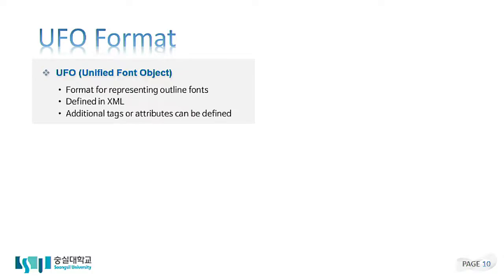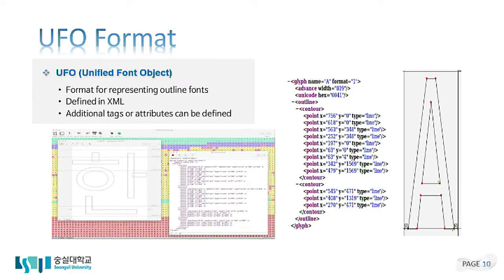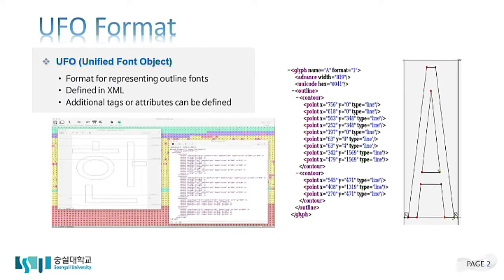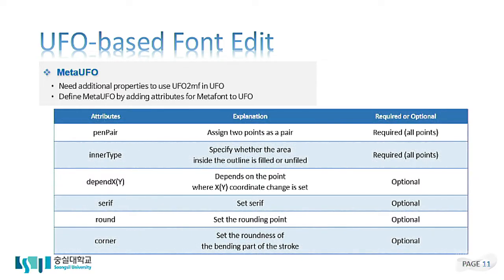UFO is the Unified Font Object. Everything represents an outline font defined in XML. So for these kinds of characters, all of the control points can be represented in XML style. If we represent some Korean characters, everything is defined as XML-styled positions of the font. Okay, we defined something here, so we define the XML.